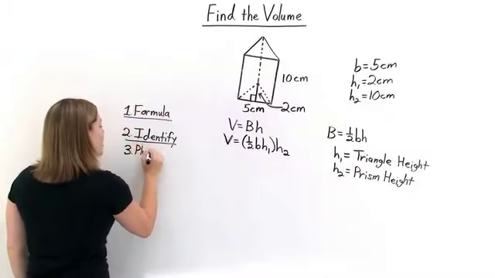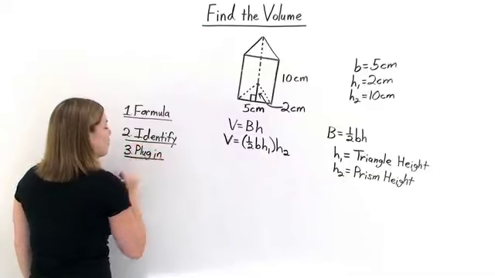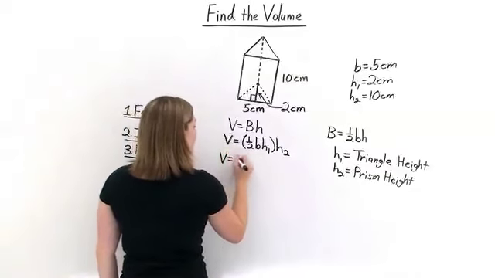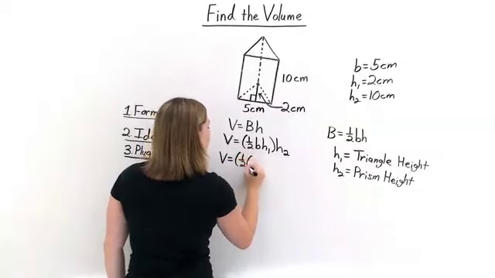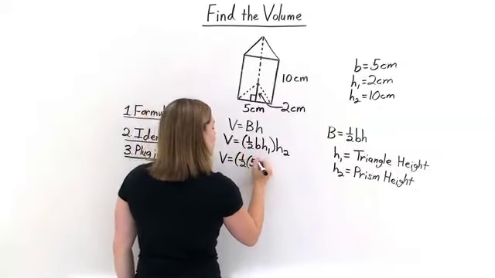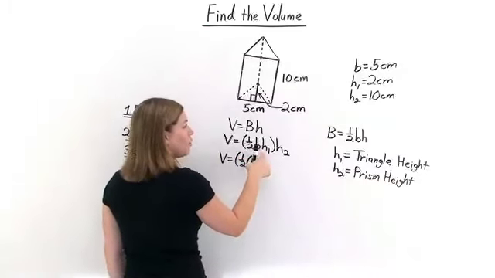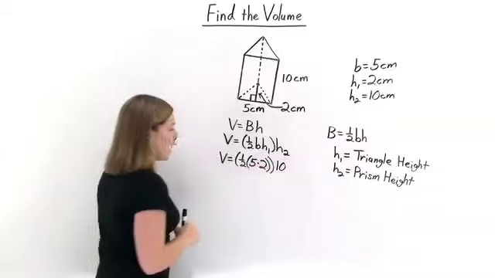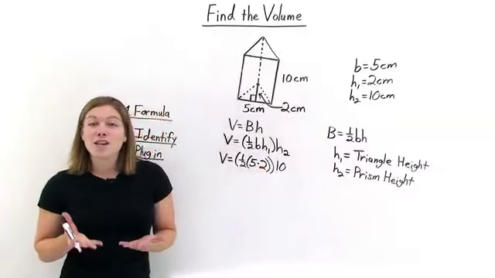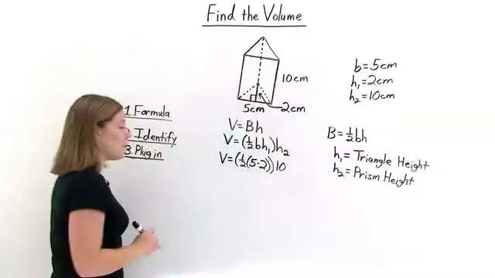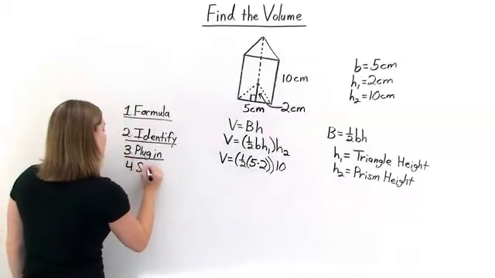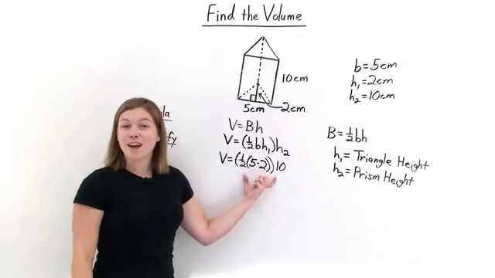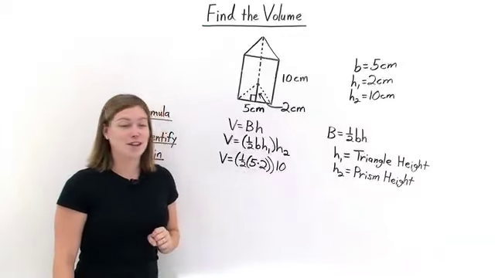In step number 3, let's plug those values in to the formula for the volume. So we have that the volume of our triangular prism is equal to 1/2 times the base, which is 5, times the height of our triangle, which is 2, times the height of our prism, which is 10. So now all we need to do to find the volume of this triangular prism is solve this equation for V. To solve for V, we simply need to simplify this right-hand side using the order of operations.